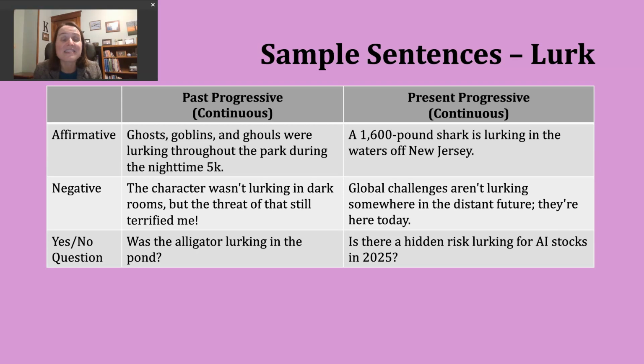So this, of course, requires a little bit of review because in the past tense, our verb be has two forms. So if our subject is I, he, she, or it, we're going to use was, W-A-S. But if our subject is you, we, or they, then you want to use were, W-E-R-E. And you can see that in my example here. Ghosts, goblins, and ghouls were lurking throughout the park during the nighttime 5K.